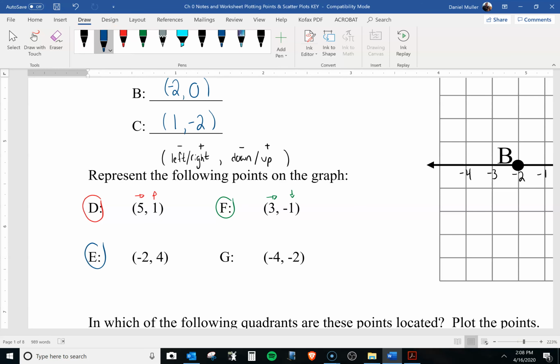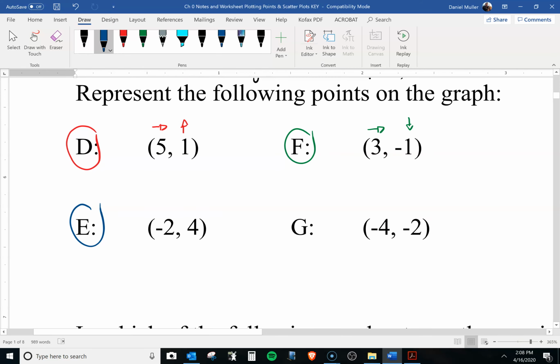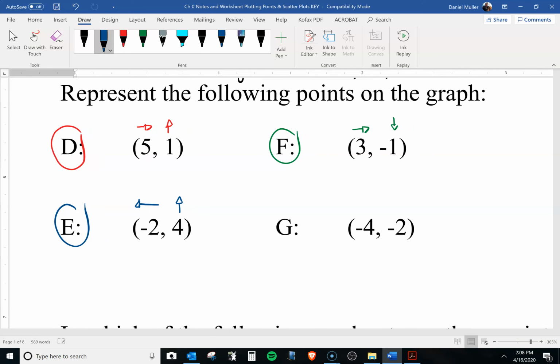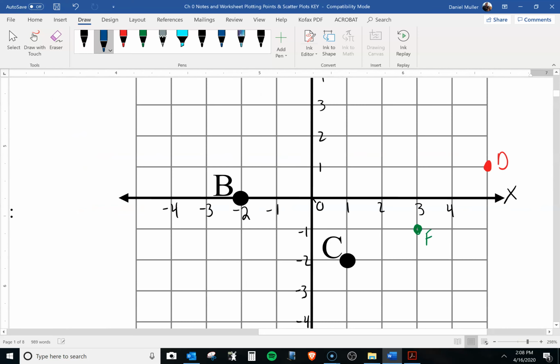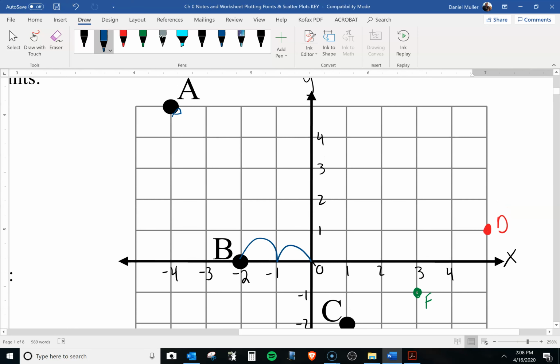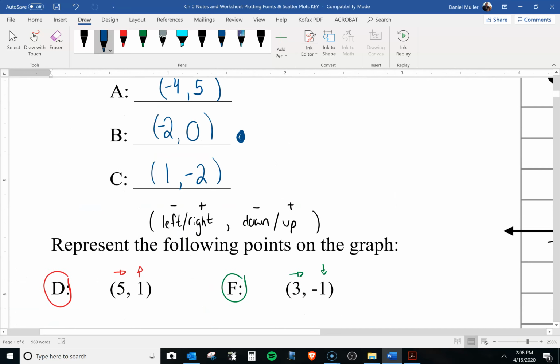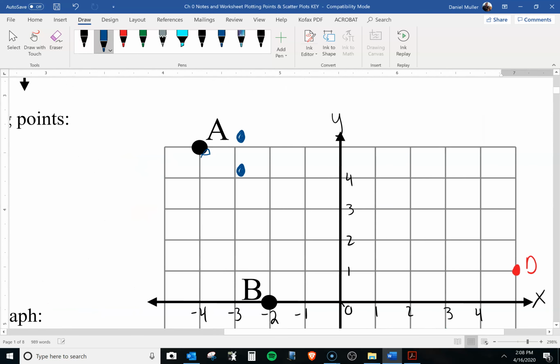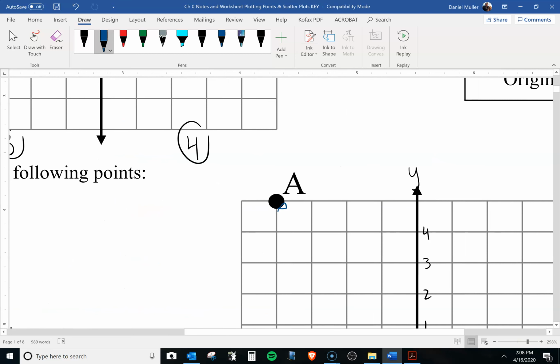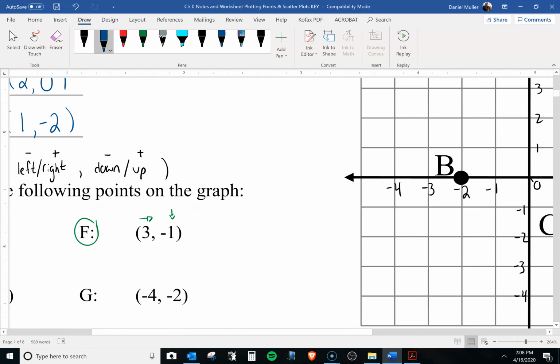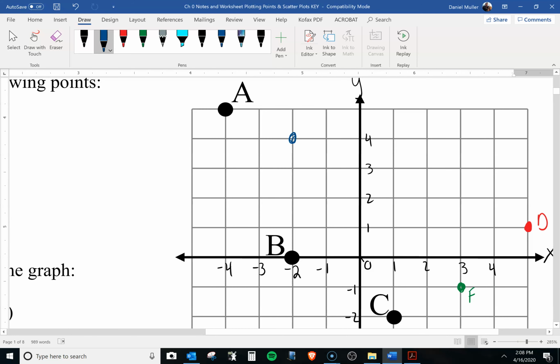Continuing on here with E. Now negative in the X direction here, that is left. So left 2 and positive 4, that's our up. So left 2 and up 4. So here's left 2, 1, 2, 3, 4. So that's that. And I don't know which letter, sorry. E. So I'm going to rearrange this here because it just erased on me. Negative 2 and 4. And that was a letter E.